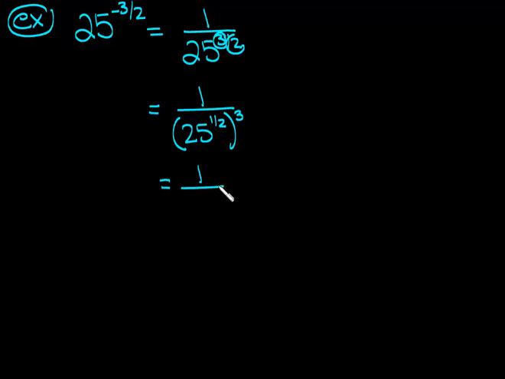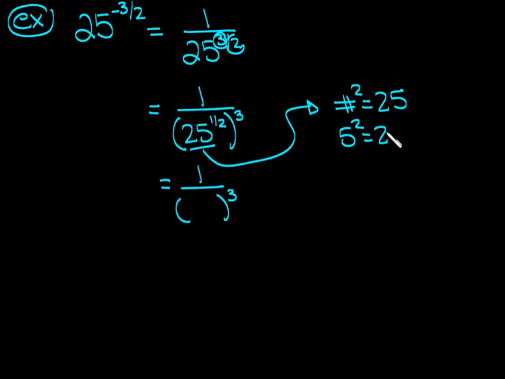So we get 1 over something cubed. So let's do that on the side. What do I want? I want some number that when I square it, I get 25. What's that number? Because 5 squared is 25, so 5 goes here. And then 5 cubed is 5 times 5 times 5, which is 125. So the answer to that, 25 raised to minus 3/2, is 1 over 125.